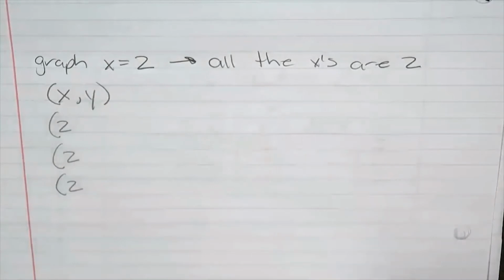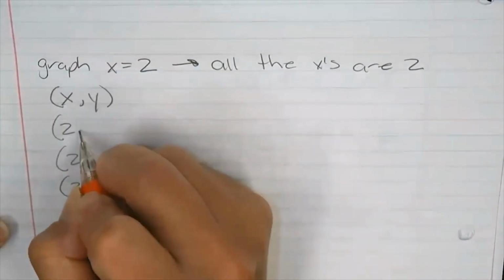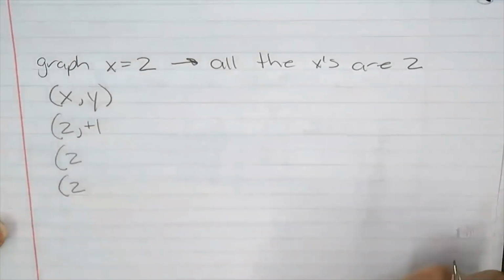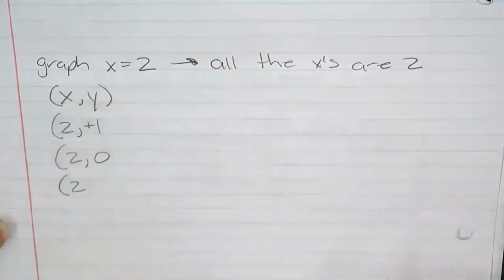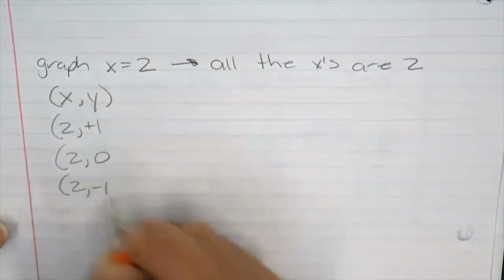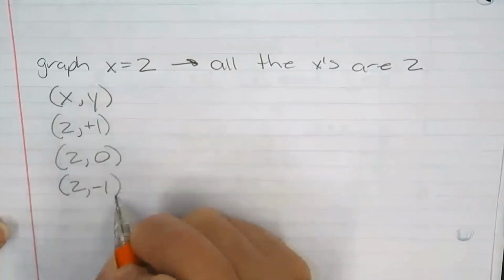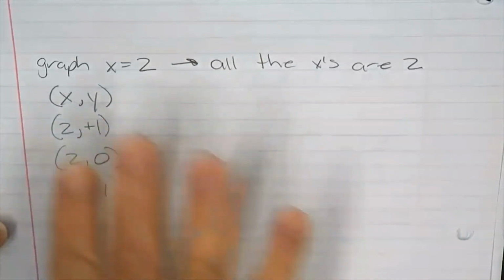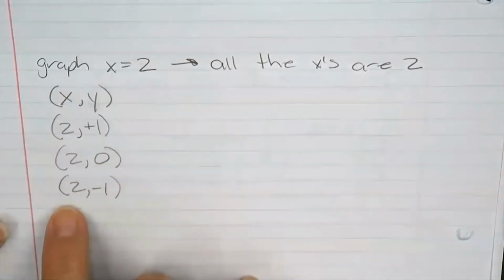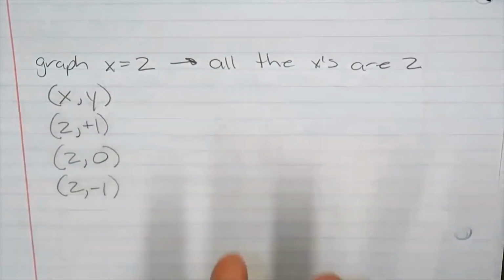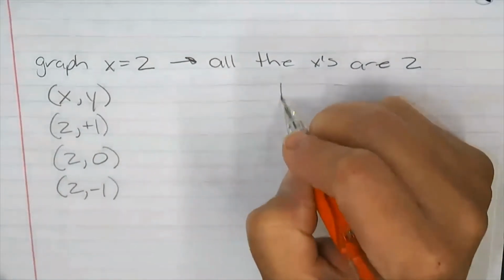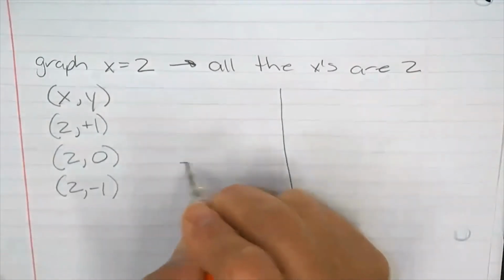Because we have to solve this 3 times. But how do I do my positive, my 0, and my negative when all of my x's are 2? Well, let's see what happens when we have a positive here, a 0 here, and a negative here. So when x equals 2, all of my x's are 2's. So it doesn't matter what our y is. The x is always going to be 2.